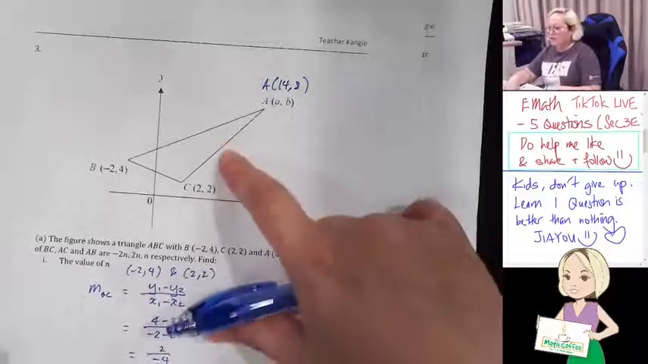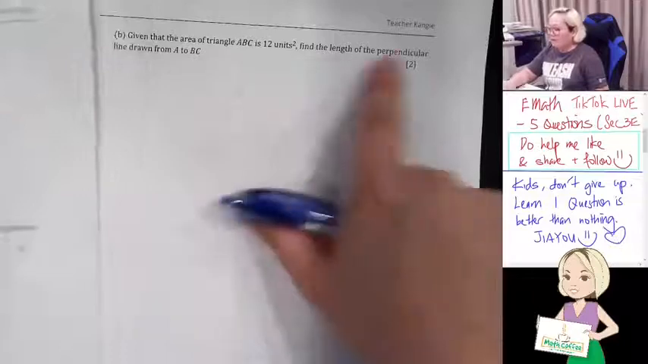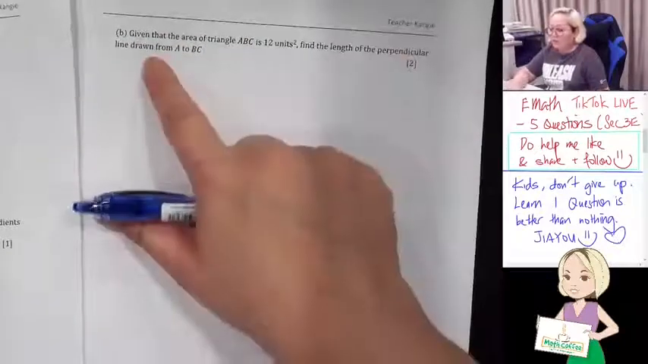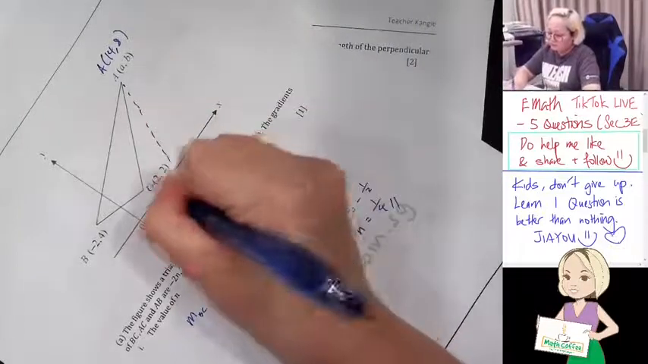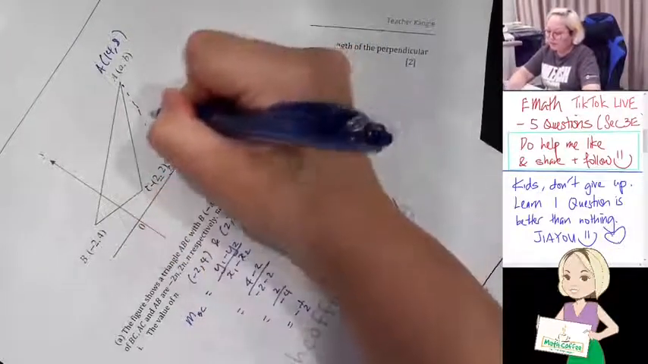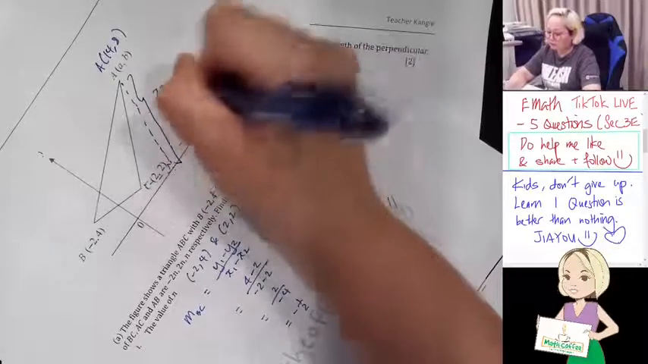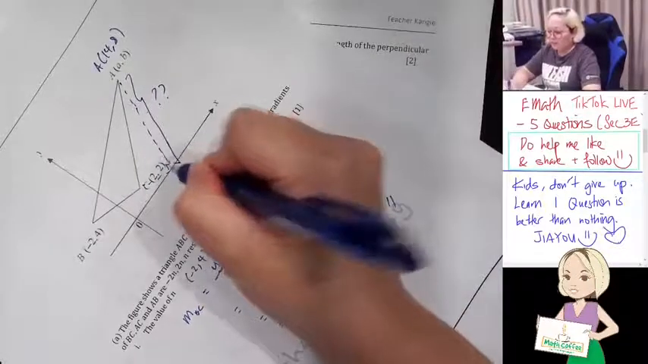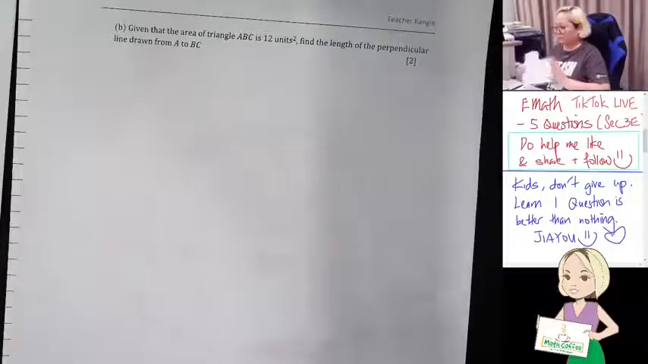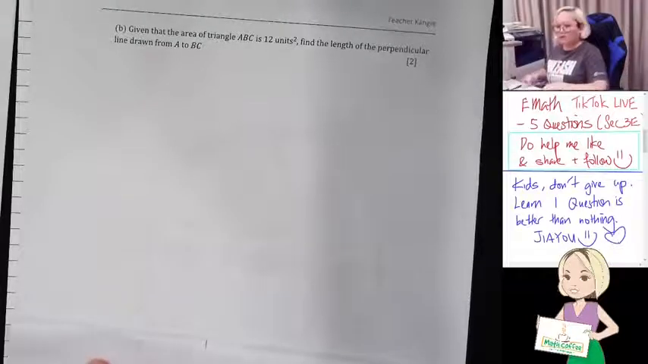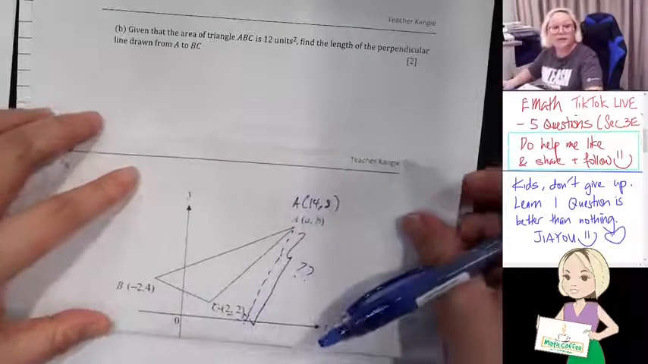So, since the area is already given to me, they ask for the perpendicular distance, the perpendicular line drawn from A to BC. Technically speaking, it's like here. So this is asking you to find here. Question mark, question mark. When this happens, it means that you are using the area of the triangle. So how am I going to show you the diagram?